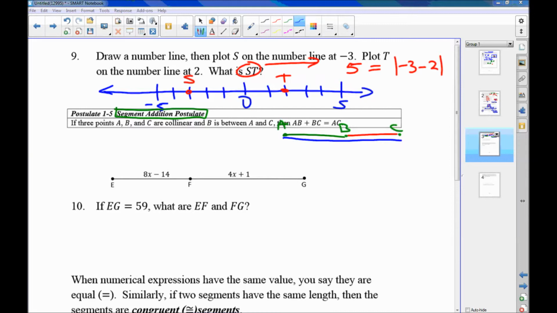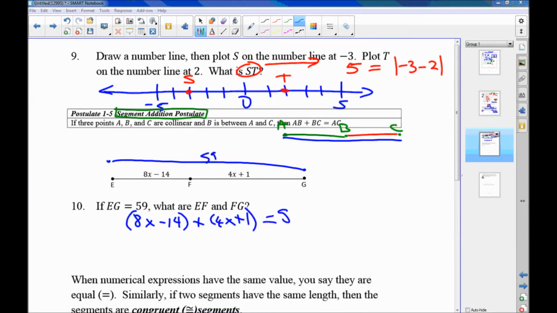So for instance, in number 10, if EG is 59, so that means the whole distance is 59. What are EF and FG? So here we're going to write an algebraic equation. So we're going to say the 2 short ones, 8x minus 14 and 4x plus 1, should add up to the long one, which is 59. So 8x plus 4x is 12x, and -14 plus 1 is -13. And then we can move the 13 to the other side. So 12x is equal to, let's see, I think that's 72. And then if we divide both sides by 12, we get 6.